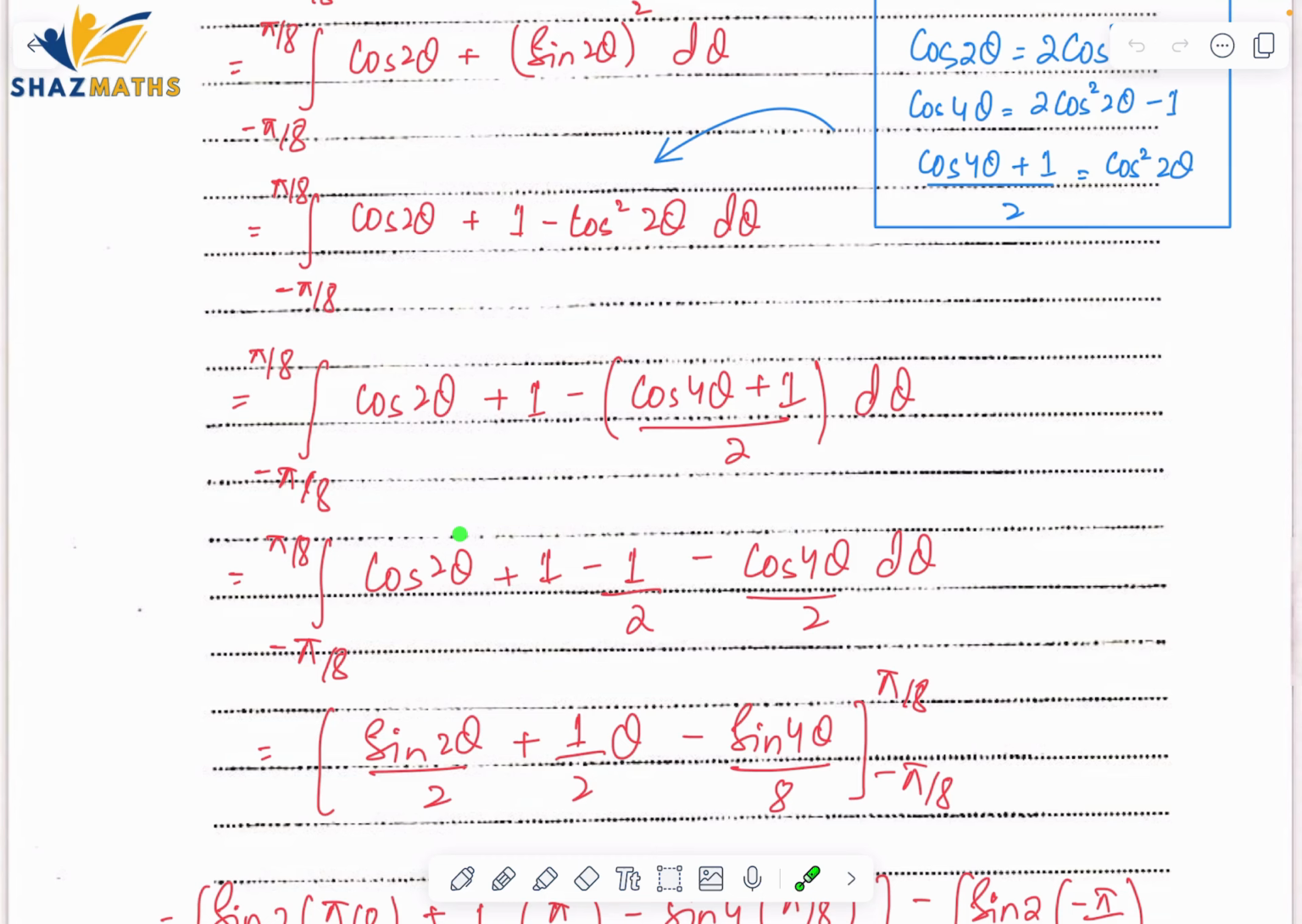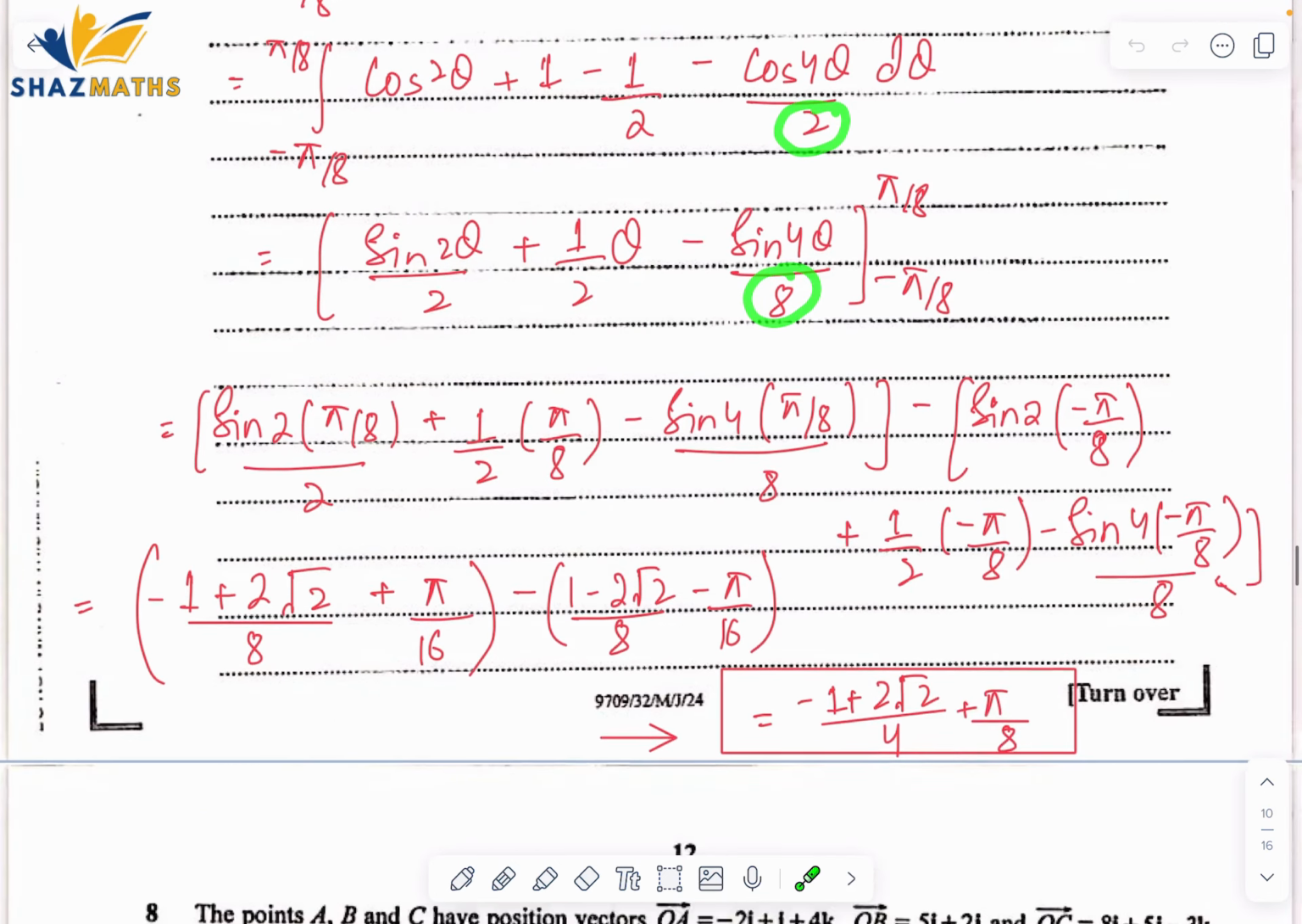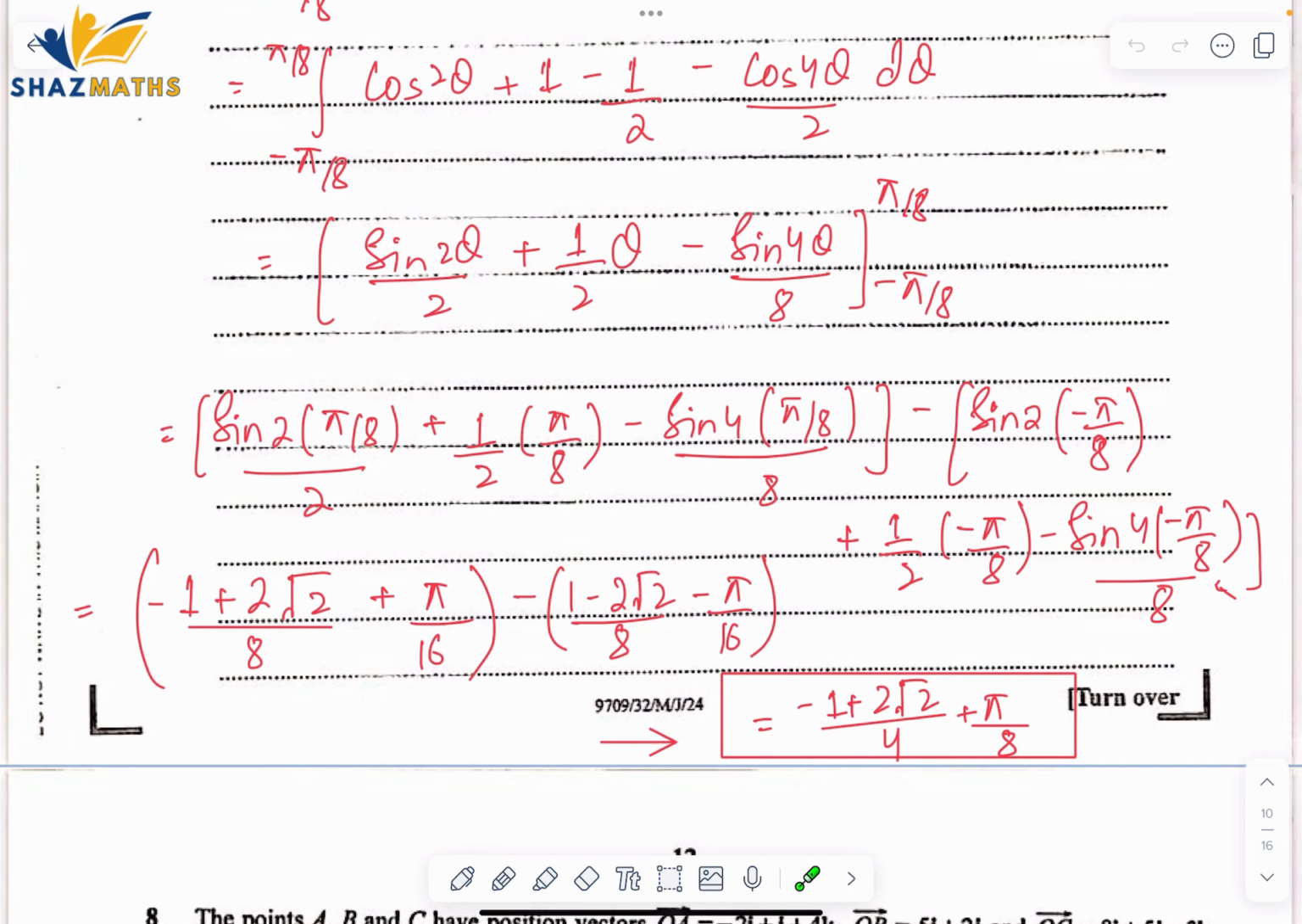So the integral of cos of 2 theta will give us sine of 2 theta by 2. If we simplify 1 minus 1 by 2, I'll get positive 1 by 2, and the integral of positive 1 by 2 is 1 by 2 theta, and the integral of cos of 4 theta is sine of 4 theta divided by 4. 4 will multiply by 2 to give us 8. So after applying the limits and doing further simplification, our final answer will be minus 1 plus 2 root 2 over 4 plus pi by 8.